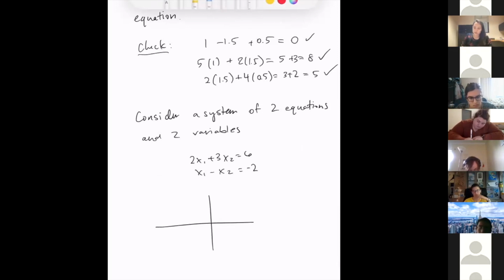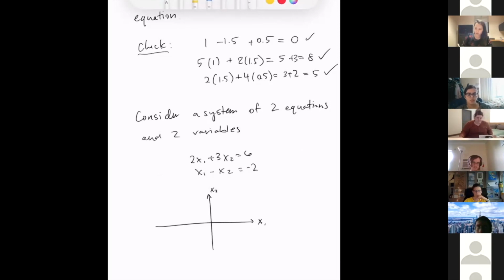So the first one, probably the easiest way to graph this is just to plug in 0 for x1 and see what x2 would have to be, right? So if we plug in 0 for x1, x2 should be 2. So here's my x1 axis, x2 up here. X1 is 0, then x2 is 2. So that would be a point on my line. And then if x2 is 0, x1 has to be 3. So it would look like this, right? And then I have 2 points on the line. I can graph it like that.